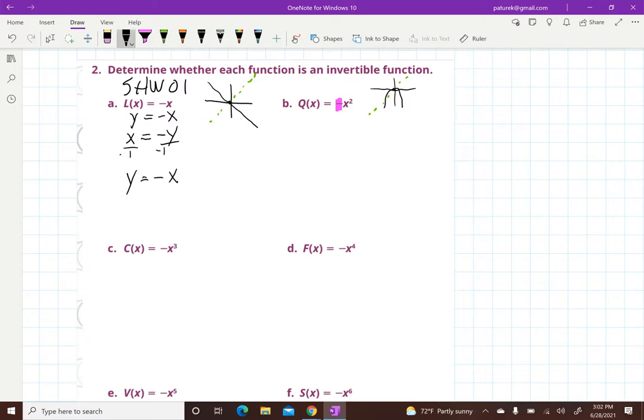After you invert it, it will fail the vertical line test. Or if you like, before you invert it, it fails the horizontal line test, which signifies that no, it is not invertible. Formally, we would mathematically go y equals negative x squared as the original function, then replace y with x, replace x with y, and then rearrange this equation to solve for y.